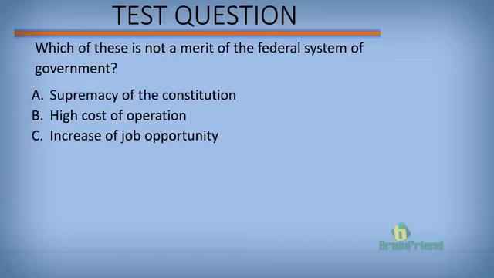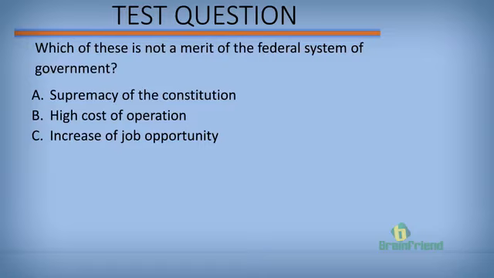The question reads, which of these is not a merit of the federal system of government? A, supremacy of the Constitution. B, high cost of operation. And C, increase of job opportunity.